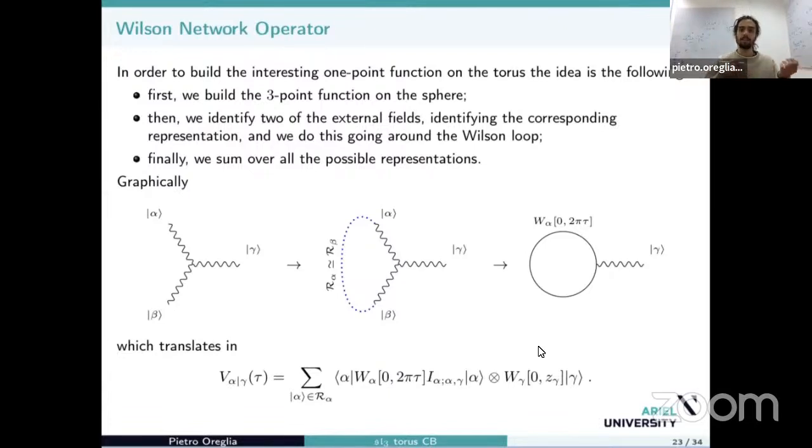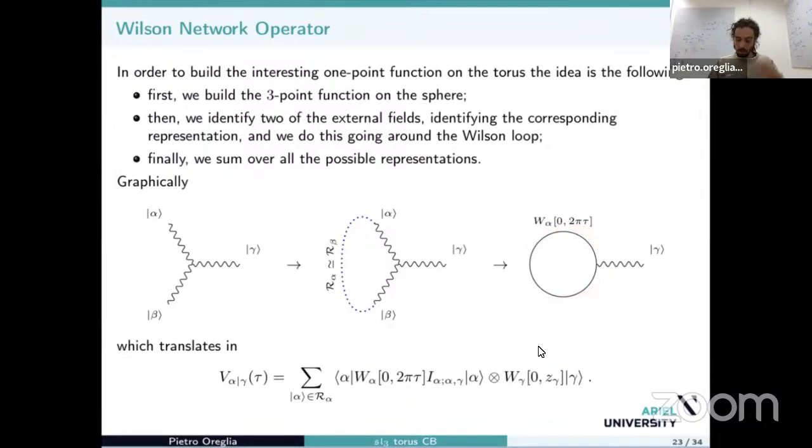In order to translate this to the torus topology, the idea is to start first with the construction of a three-point function on the sphere in this way. Then we identify two of the external fields, two of the external legs here, identifying the corresponding representation. This identification allows us to construct the Wilson loop. But finally, we have to sum over all the possible representations that can run in the loop. So we have this loop here.